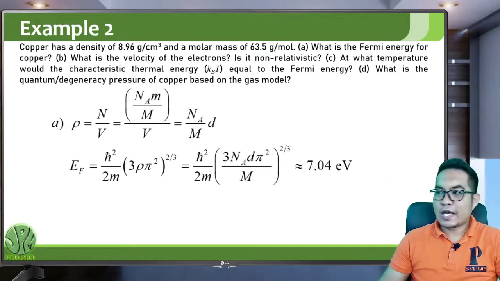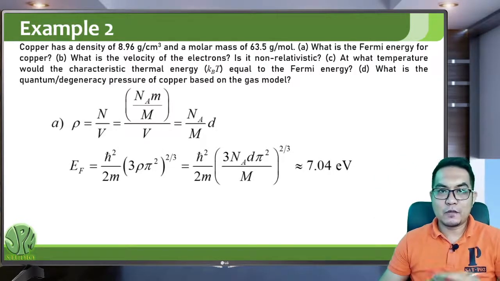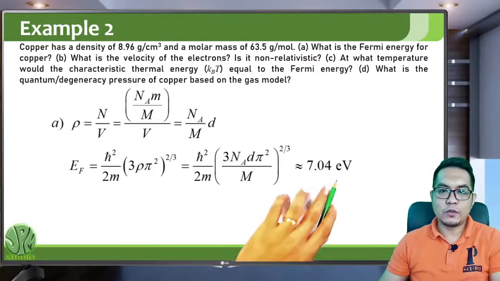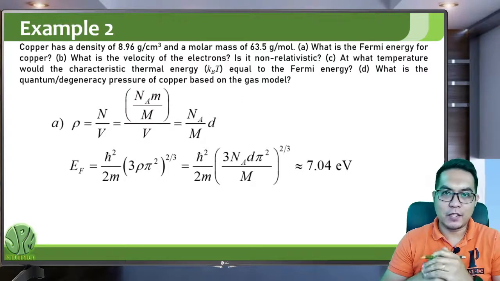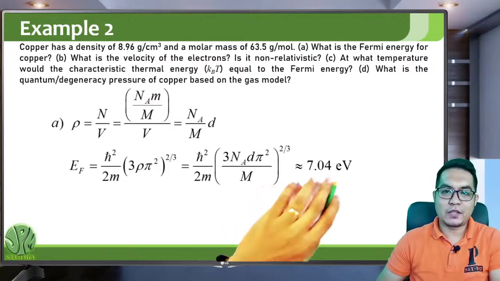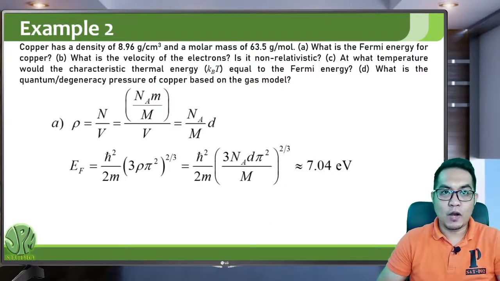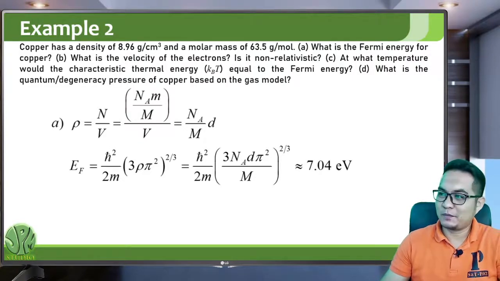So if you use standard units, you will get a value in joules, and you just convert that into electron volts. Usually in the quantum realm, since the values of energies are very, very small, we use a unit of energy called the electron volt. 1 electron volt is 1.602 times 10 to the negative 19 joules.